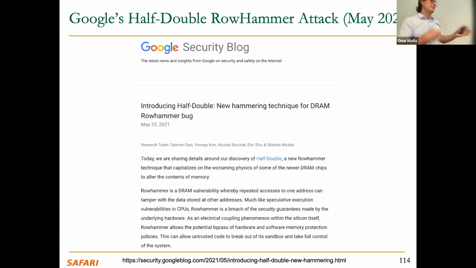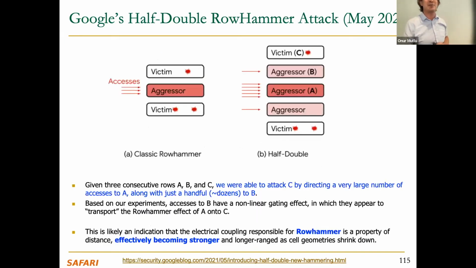Okay, so industry was also working on it, which is interesting. Microsoft did a lot of work on this topic, but Google introduced a very interesting attack. They called this Half-Double. There are a lot of interesting internal mechanisms, but they showed that if you have a far aggressor, this bold red one, and you hammer that many times, and you hammer a near aggressor very few times, you get errors in this victim.